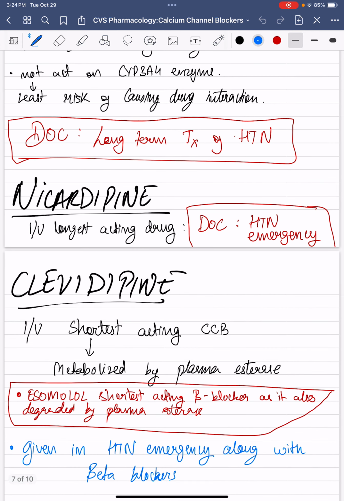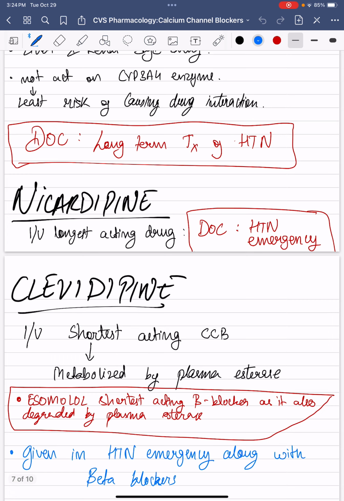There is another dipine, that is nicardipine, and nicardipine is given by IV and it is the longest acting drug in IV form, and that is why nicardipine is the drug of choice over nifedipine for hypertensive emergency.